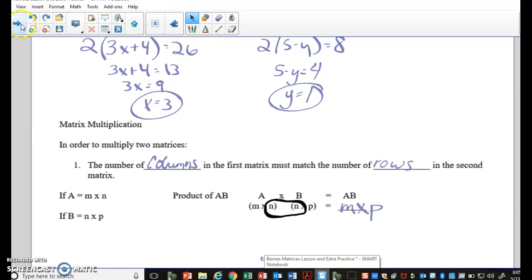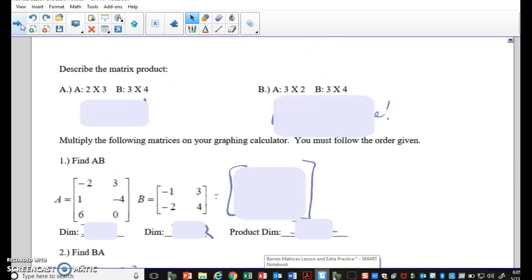Alright, let's do some practice with matrix multiplication. So here, 2 by 3, and we're multiplying that by a 3 by 4. What do we notice?